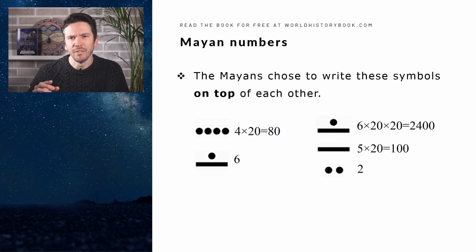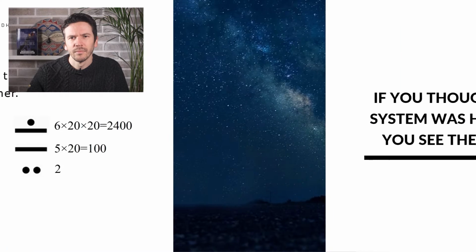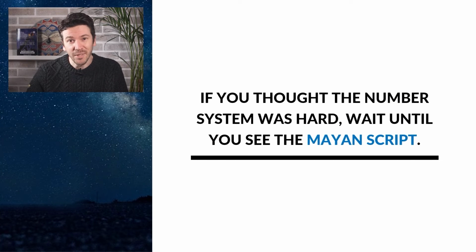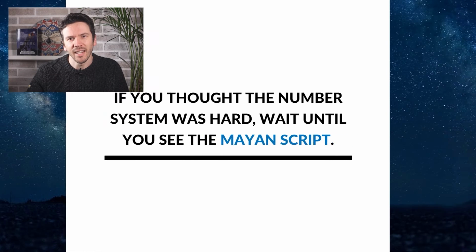Now the example on the right. We start with a 2 at the bottom. Then we get a horizontal bar, so a 5, but it's 5 times 20 is 100. And here we have even another sign above it, which reads 6, but becomes 6 times 20 times 20 is 2,400. So in total, this number adds up to 2,502. If you thought this number system was a bit hard compared to the one we use today, wait until you see the Mayan script. Let's now dig into that.